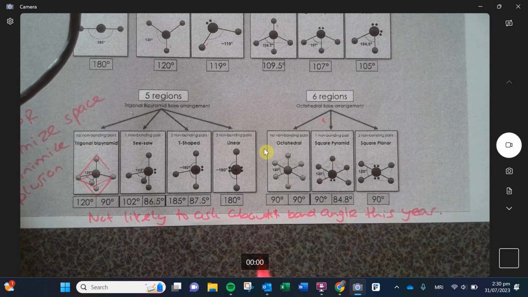If we have six regions and all of them are bonded, we call that an octahedral. It has a similar name to the tetrahedral, but now it's octahedral because we're doubling it.